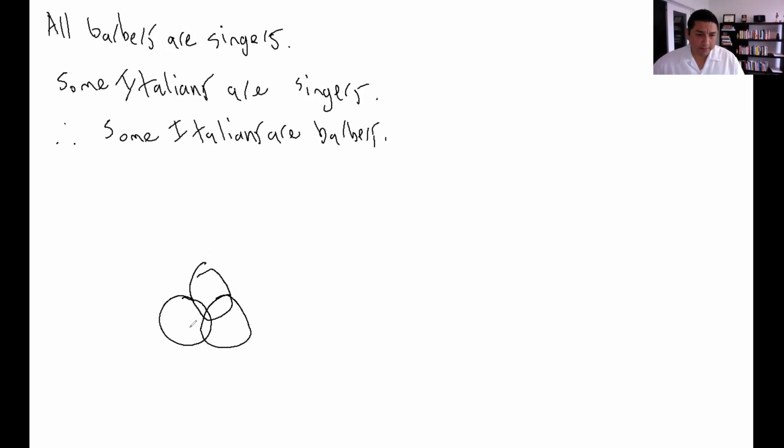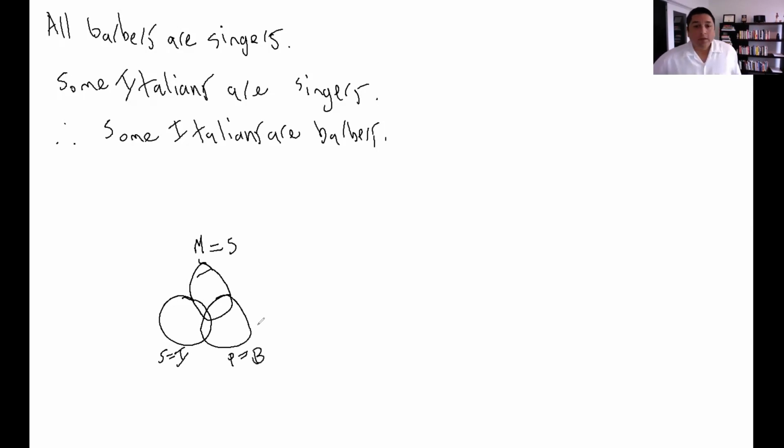Okay, and then count the sectors: 1, 2, 3, 4, 5, 6, 7 sectors, and this is fine. Okay, now let's see, we're going to have the middle term up here, and the middle term is singers, right? So we're going to put an S. The subject is Italians. Okay, and that's the minor term, and then the major term is barbers.